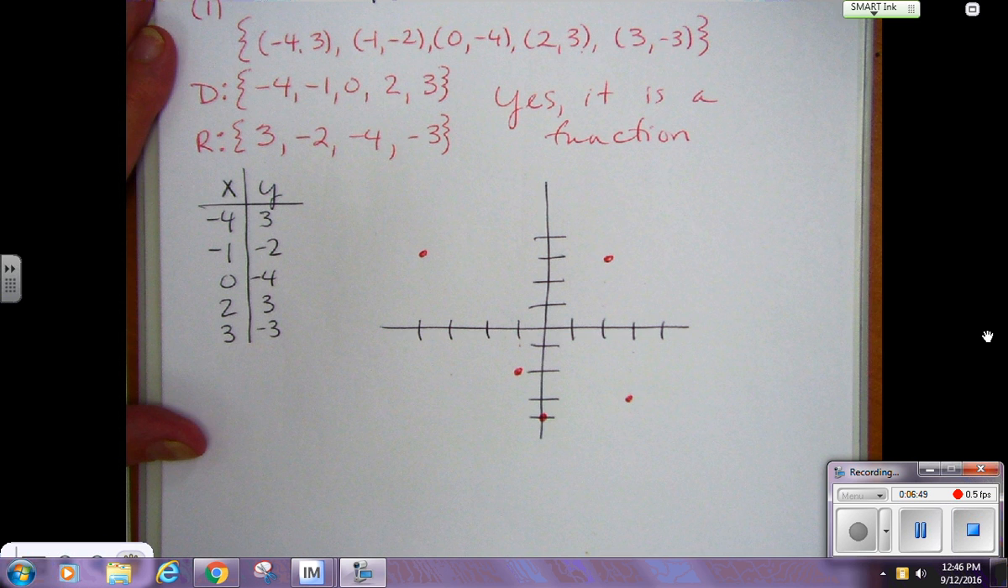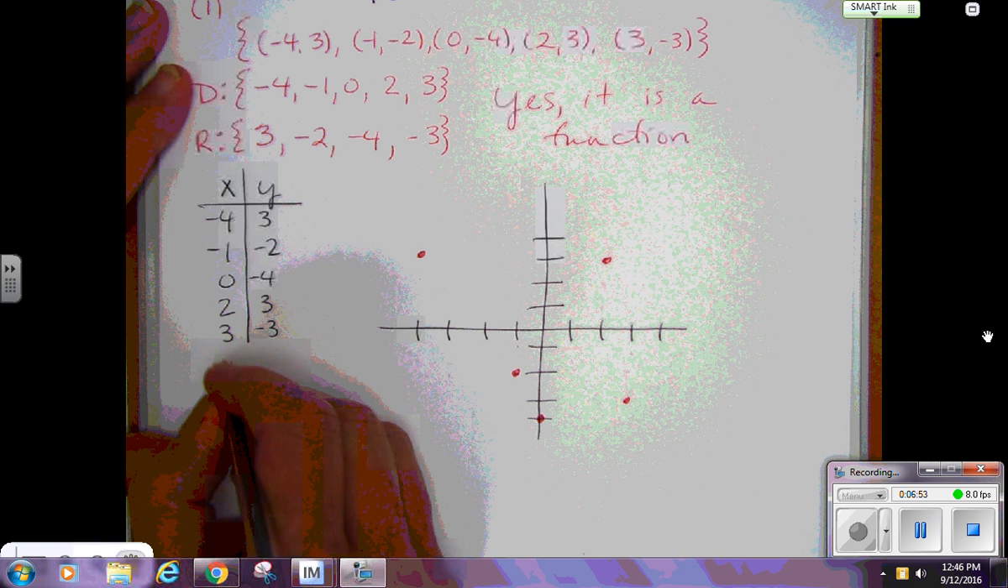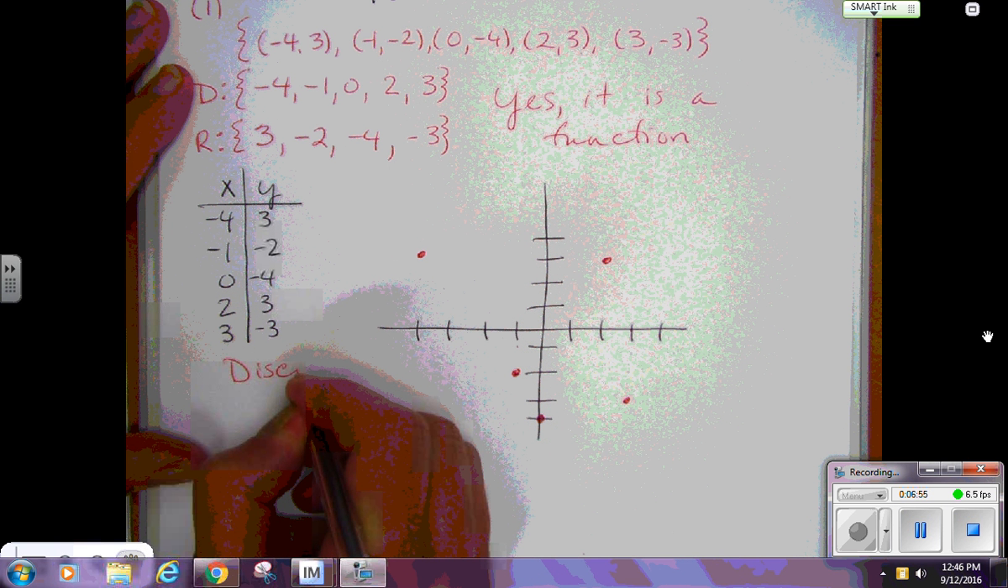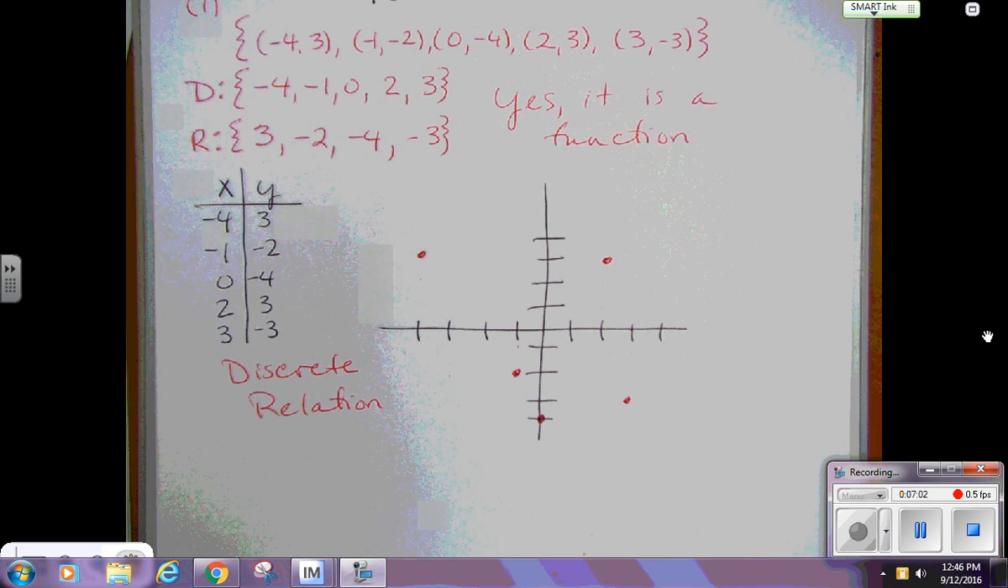So this is called a discrete relation. Okay, and that's an important word. The points are not connected, it's just a set of points. Any questions? Okay, then the last thing they want you to do is to draw a mapping.